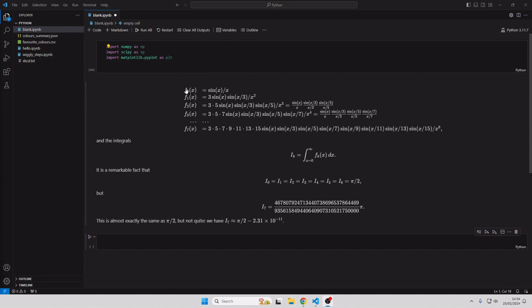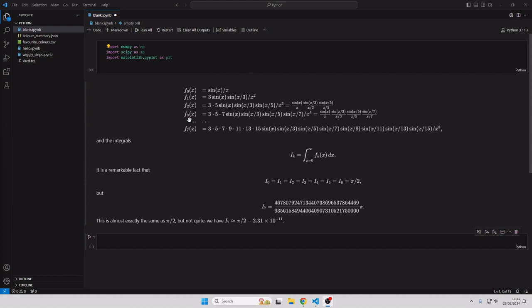Start with f0(x) is sine x over x, and then f1(x) is 3 sine x times sine x over 3 divided by x squared. F2(x), I'm going to have sine x, sine x over 3, sine x over 5 divided by x cubed and multiplied by 3 times 5. Or another way I could write it, comes to the same thing. I've got sine x over x, then sine x over 3 divided by x over 3, and sine x over 5 divided by x over 5. If you think about it, you'll see if we reorganize this slightly, we get that.